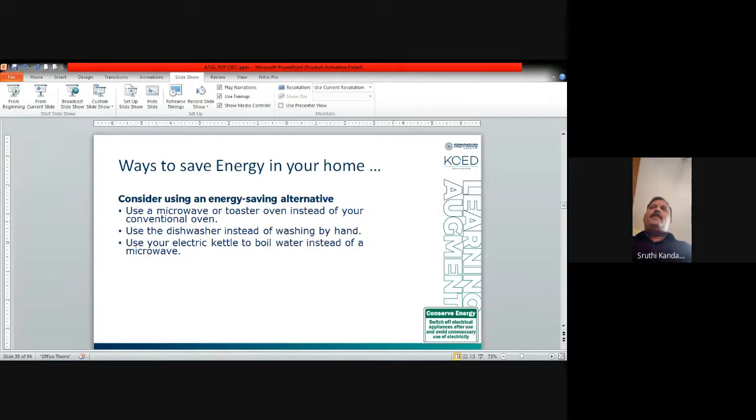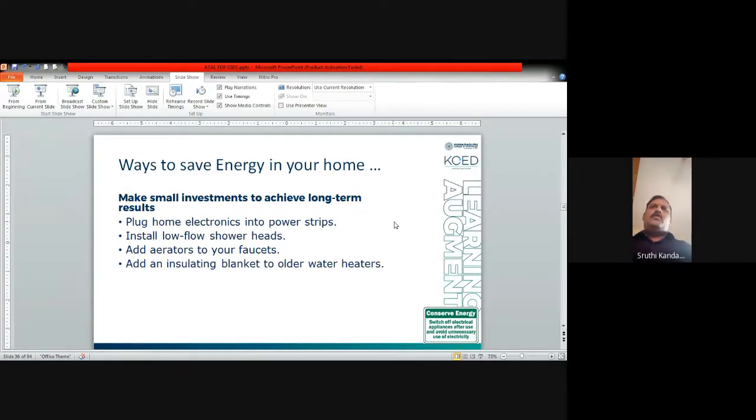Make small investments to achieve long-term results. Plug home electronics into power strips. Install low-flow shower heads. Add aerators to your home. Add insulating blankets to older water heaters. So these are some of the tips to improve energy conservation.